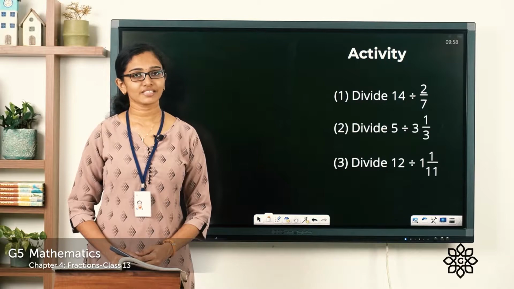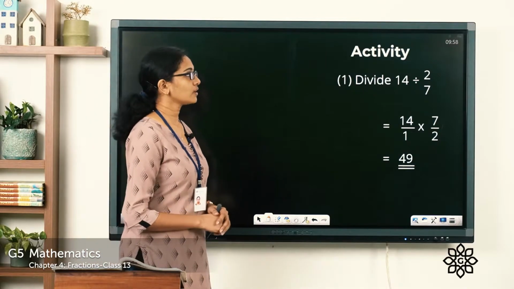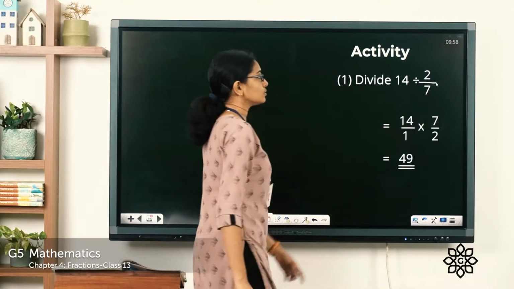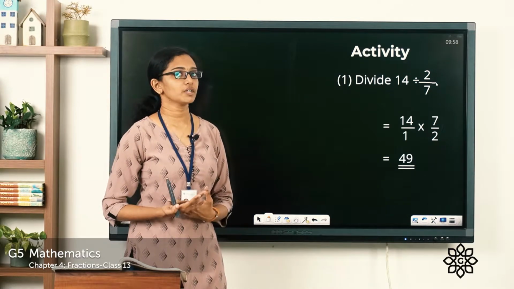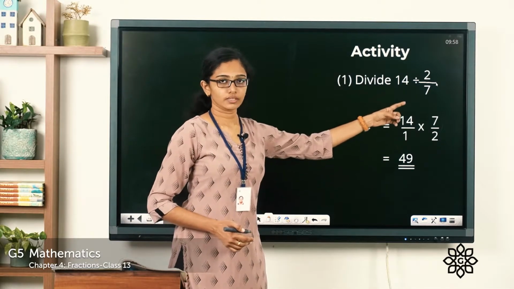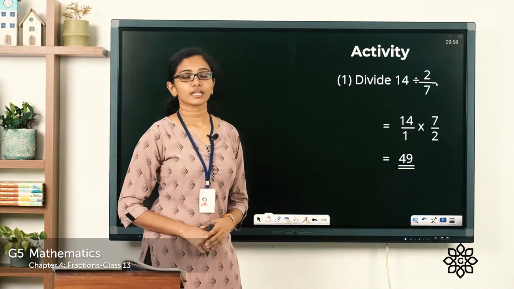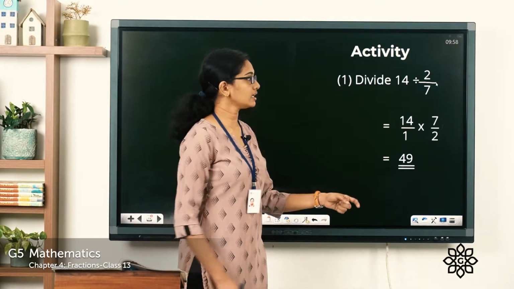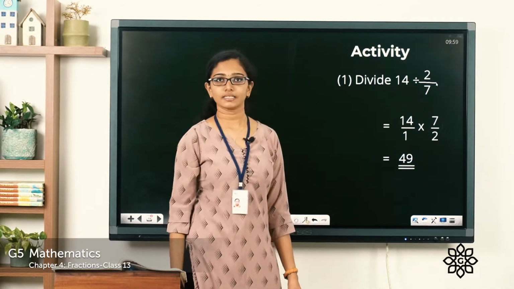Hope you are done with that activity. Now let's discuss each of the questions. The first one: divide 14 by 2 by 7. So there is a whole number divided by a fraction. What are the steps when you divide a whole number by a fraction? You have to write the whole number as a fraction with denominator 1. Then you multiply it with the multiplicative inverse of the divisor. This is the dividend, the whole number 14, and the divisor here is 2 by 7.